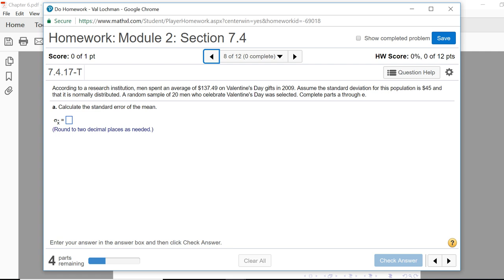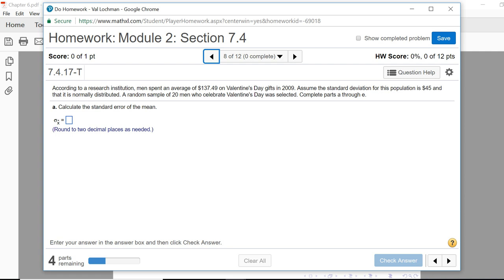So let's see what we have here. We have the following information: men spent on average $137.49 on Valentine's Day gifts, and that was in 2009. The standard deviation is $45, and they're telling us that the population is normally distributed. So this is actually important. Why is that important? Because we're taking a random sample of 20 men.